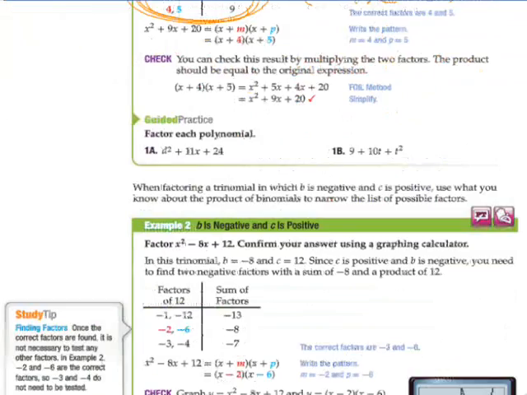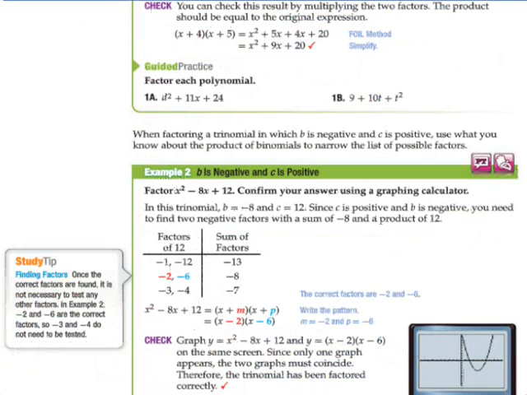I'd like you to try to do these, and I'm going to walk you through both of them. But pause the video. Try to do 1A and 1B on your own. Go ahead and pause the video now. You're looking to set up two parentheses, and then you're just looking to go FOIL in the reverse direction. Pause the video now.